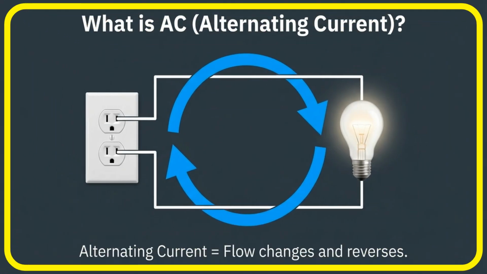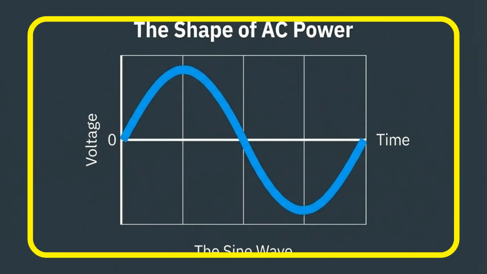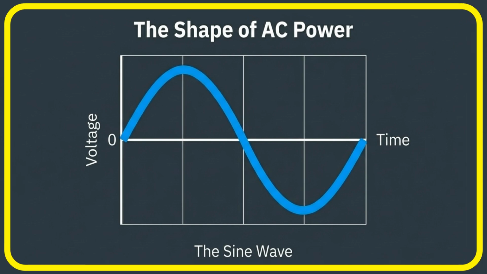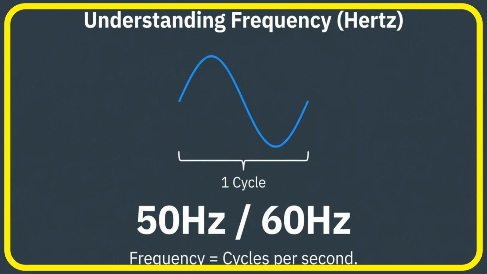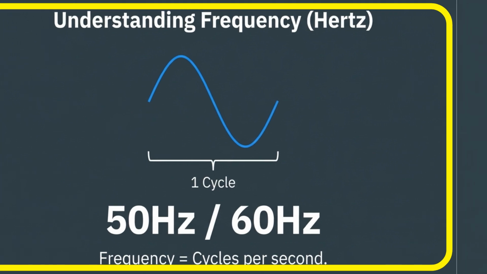AC, or alternating current, is an electric current that periodically reverses direction. Household wall outlets typically provide AC power. The shape of AC power, when plotted over time, is a sine wave. This waveform illustrates the periodic change and reversal of the voltage. Frequency, measured in Hertz, refers to the number of cycles per second the AC current completes. Common frequencies are 50 Hz or 60 Hz.